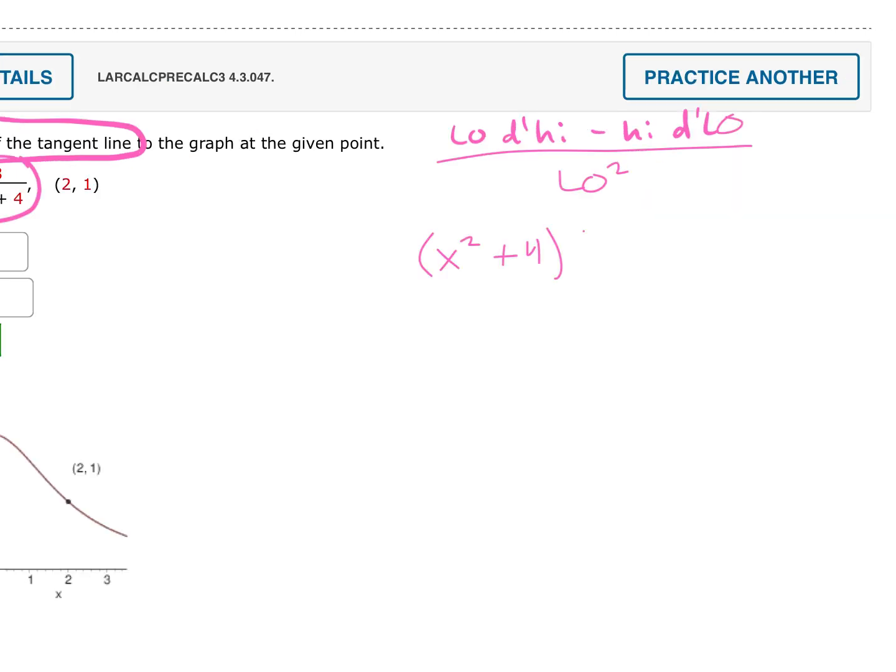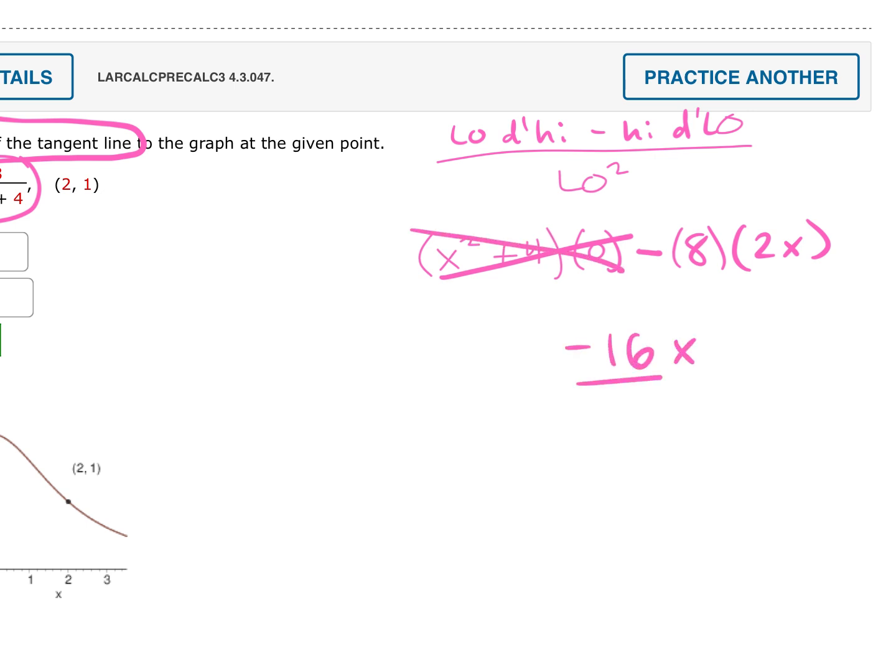The derivative of a constant number is 0. So x squared plus 4 times 0 minus high, which is 8, times the derivative of our denominator. So what's the derivative of x squared plus 4? 2x. So x squared plus 4 times 0 would just be 0. That would go away. So we get negative 16x on top over low squared, which is x squared plus 4 squared. Now this is our derivative. This is f prime of x.